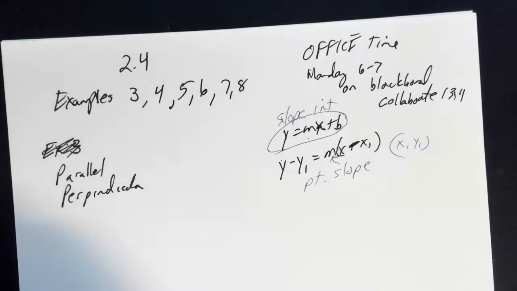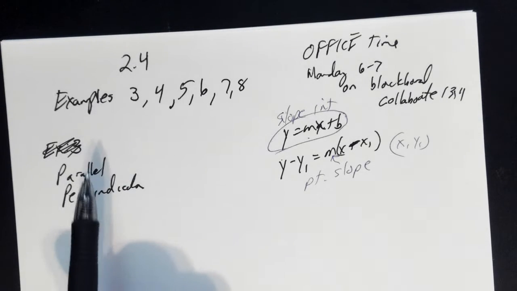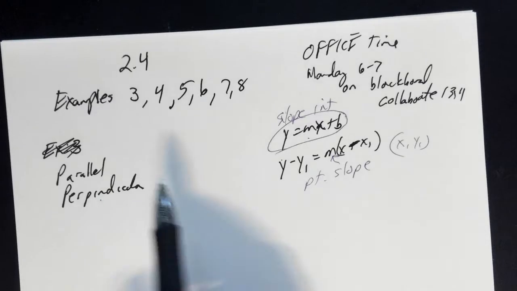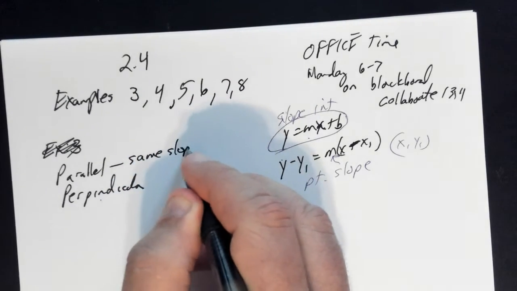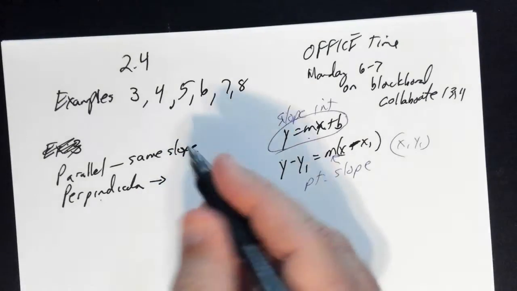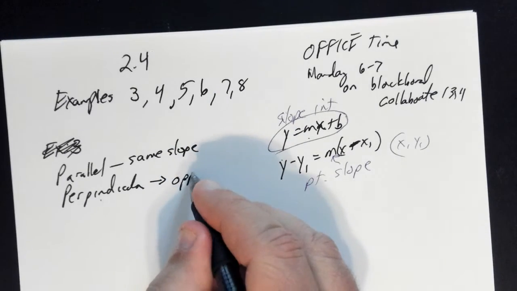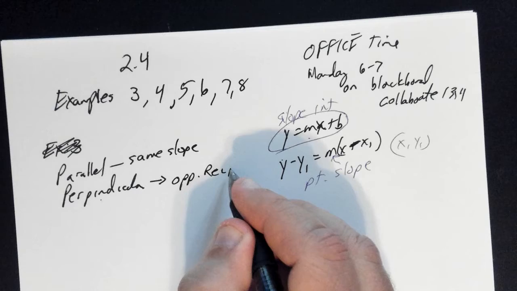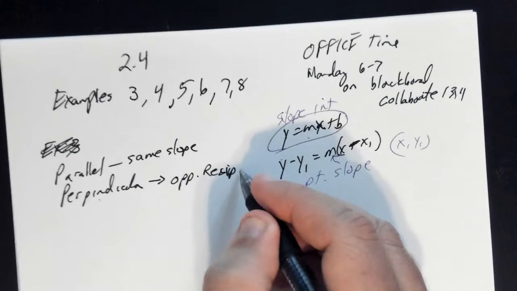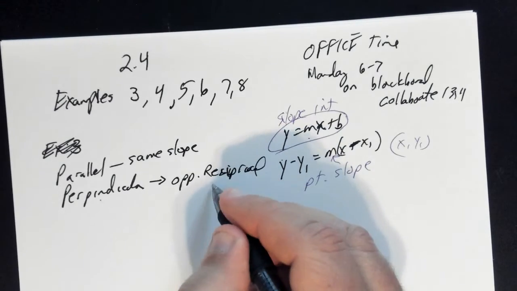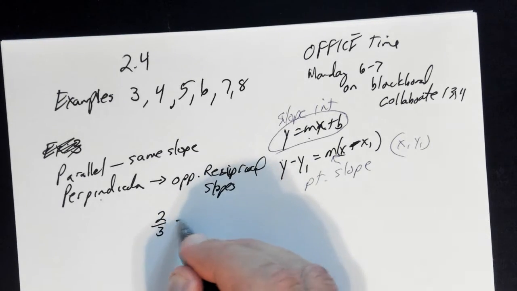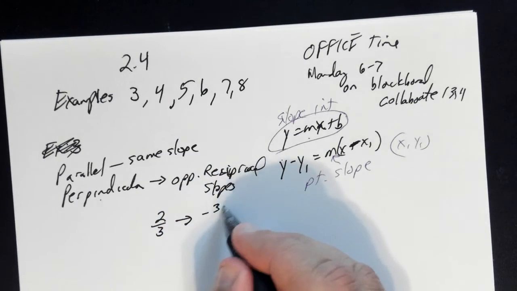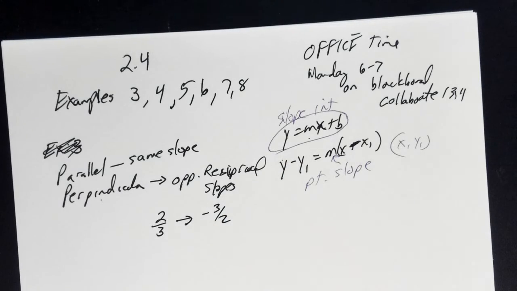Now, examples 3 and 4 also talk about parallel and perpendicular lines. Remember, parallels have the same slope, and perpendiculars have opposite reciprocal slopes. In other words, for 2/3, the opposite reciprocal of that is -3/2. We just flip it, right?